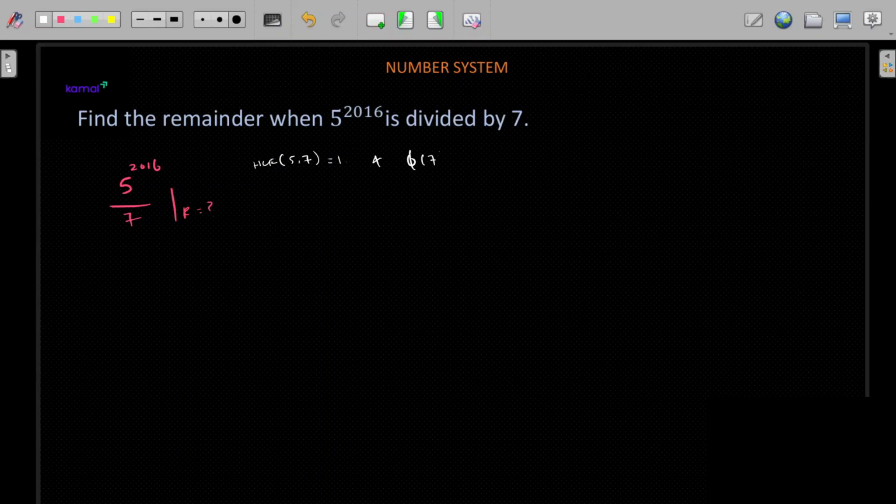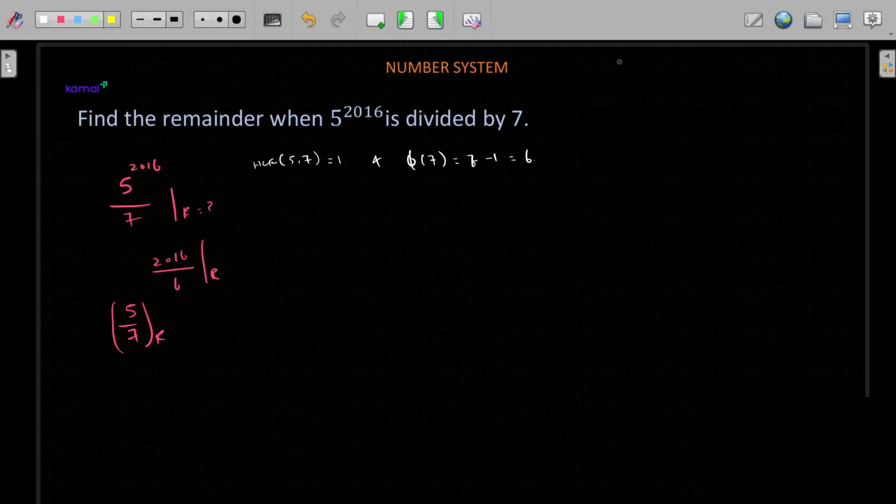The Euler totient of 7 is nothing but 7 minus 1, which is 6. If it is a prime number, it is p minus 1. If it is a composite number, based on the number of prime bases, we have to find the Euler totient, which we discussed in the composite number video. So then what we are going to do is find the remainder of 5 power 2016 divided by 7, and 2016 divided by the Euler totient of 7, which is 6. So we have to find the remainder.